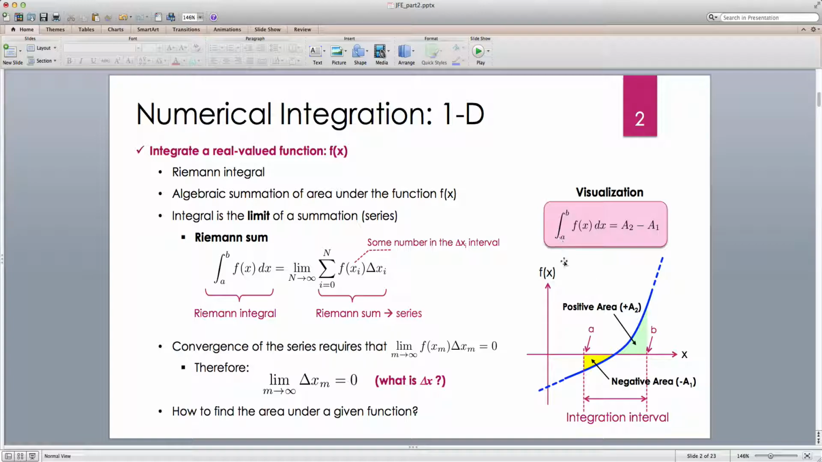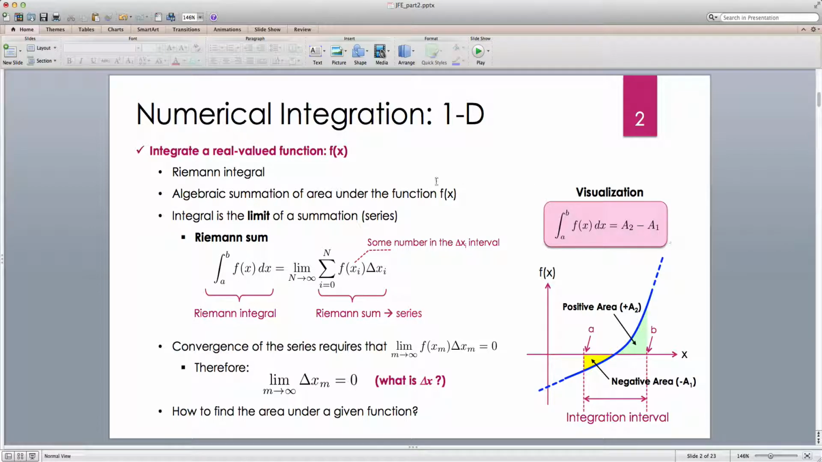So when we say the integral of f of x from a to b, we basically calculate the area between the function and the horizontal axis, and whatever is below the horizontal axis we call a negative area. Whatever is above the horizontal axis we call a positive area. And the definition of the integral is the summation of all these signed areas, or the algebraic area. So here it is a2 because it's positive, and minus a1 because this one is negative.